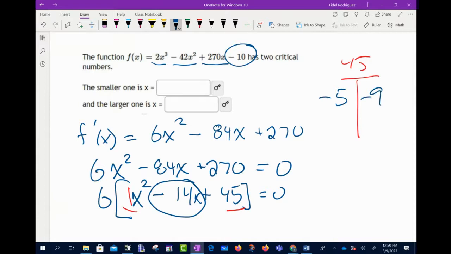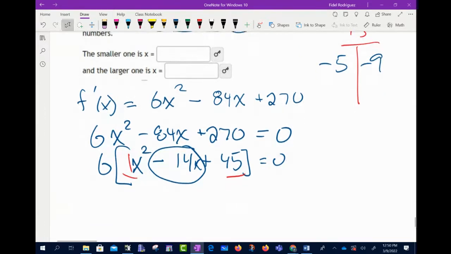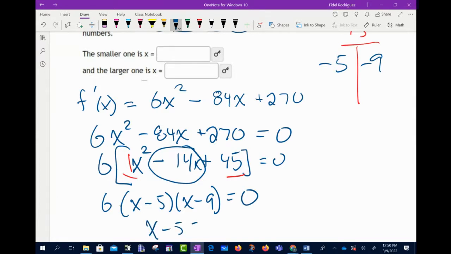5 and 9, both of them negative, right? Because they multiply to a positive 45, they add up to 14. Okay, so look, we're going to go like this: 6, x minus 5, x minus 9 equals 0. Okay? Y'all, the next step, we're just solving this equation. So we're going to set each part equal to 0.